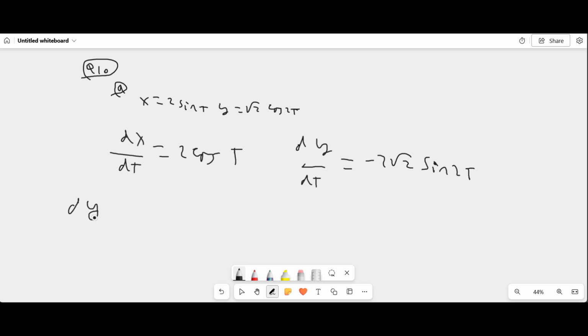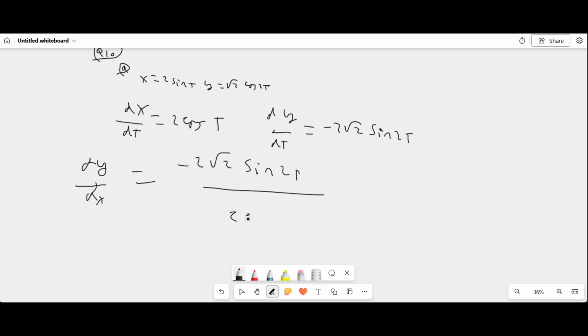And so therefore dy over dx here is going to be dy divided by dx here. So negative 2 root 2 sine 2t over 2 cos t, yeah? And you can already clock straight away, yeah? That I'm going to cancel 2 there. And then I'm gonna expand sine 2t using double angle formula into 2 sine cos. So times another 2 out there is going to be minus 2 root 2 sine t cos t, yeah?